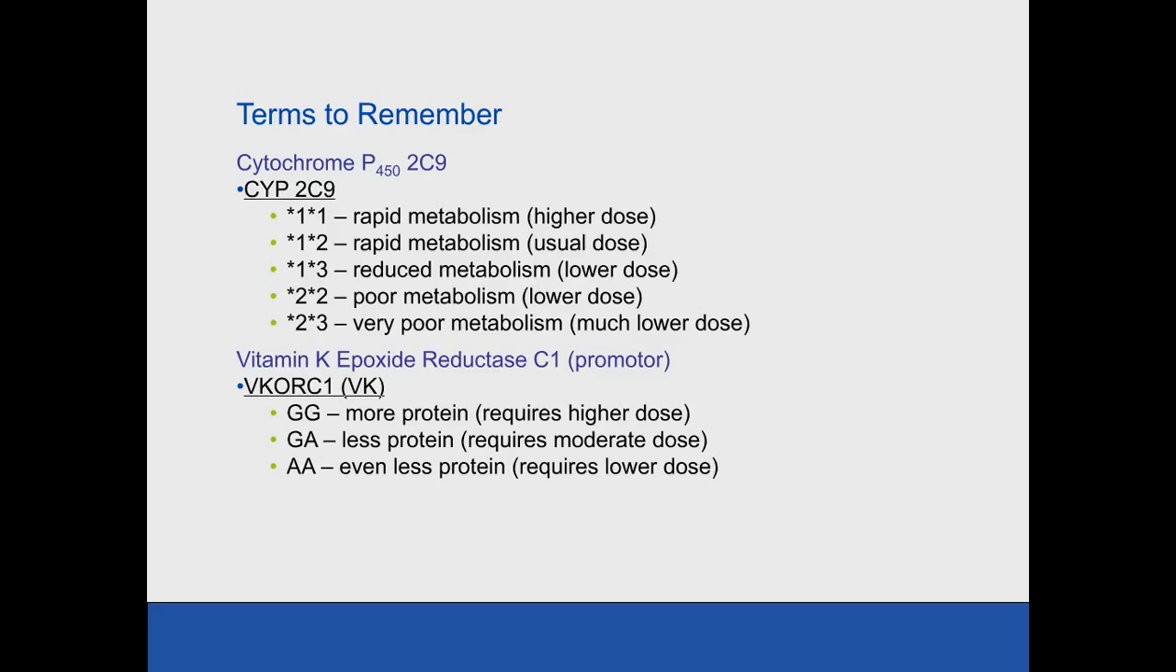We consider the vitamin K epoxide reductase, the GG wild type produces the amount of protein that the typical warfarin dose is adjusted for. If they have the GA SNP, they're producing less protein, and so they will require a moderate dose reduction. And if they have the AA homozygous polymorphism, they will make even less protein, and that requires an even lower warfarin dose.